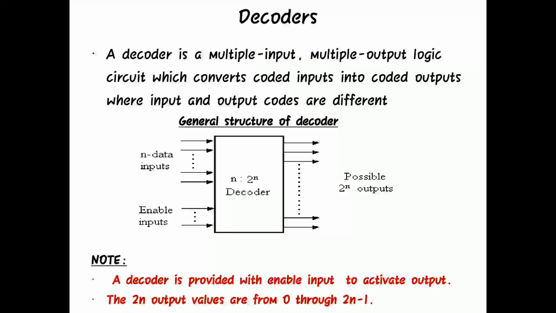Second, the 2 to the power of n output values range from 0 to 2 to the power of n minus 1. Meaning, if you have 2 data inputs, you will get 4 outputs, ranging from 0 to 3. Similarly, if you have 3 data inputs, you will get 2 to the power of 3, that is 8 outputs, ranging from 0 to 7. If you have 4 data inputs, you will get 16 outputs ranging from 0 to 15. So this is the general structure of a decoder, which consists of inputs, multiple outputs, along with enable inputs.